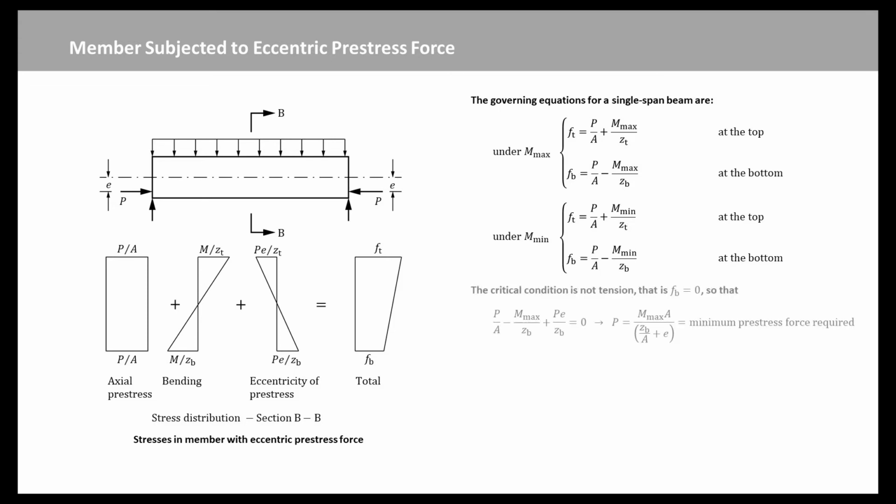the section. Because of the critical condition for no tension in the bottom of the beam, we can obtain this equation: minimum pre-stress force required for no tension in bottom fiber. Thus, for a given value of pre-stress force P, the beam may carry a maximum moment of this equation. When compared with Mmax equal to P times ZB over A for an axial pre-stress force, it indicates an increase in moment carrying capacity of P times E.